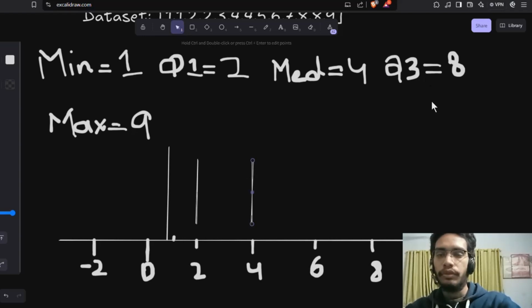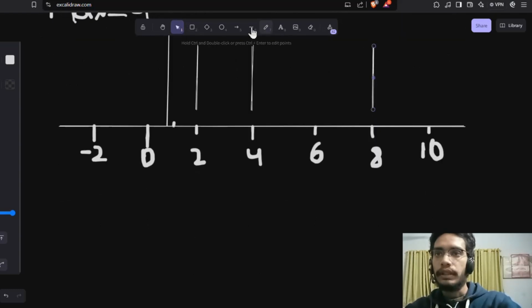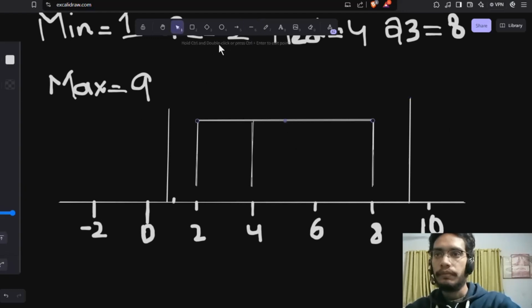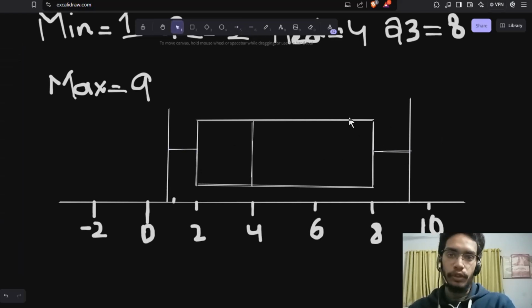Okay, so Q3 lies at 8. This is 8. And the maximum we have is 9, so 9 will be here. Now I have just calculated these, so just connect these things. Now you can see this is your box plot. This is your final box plot.